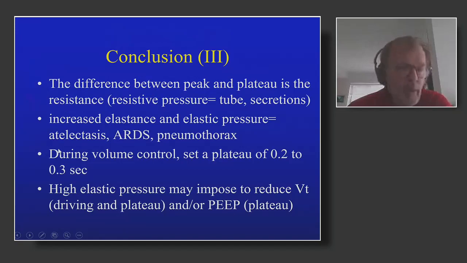During volume-controlled ventilation, it's very useful to set a plateau or an end-inspiratory pause of 0.2 or 0.3 seconds to monitor the plateau pressure and the driving pressure. And as we said, high elastic pressure may impose to reduce tidal volume and/or PEEP.